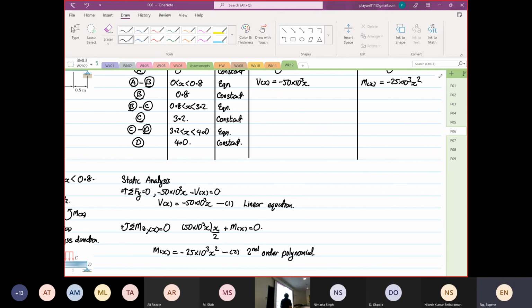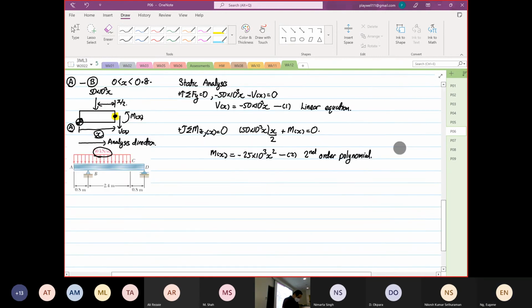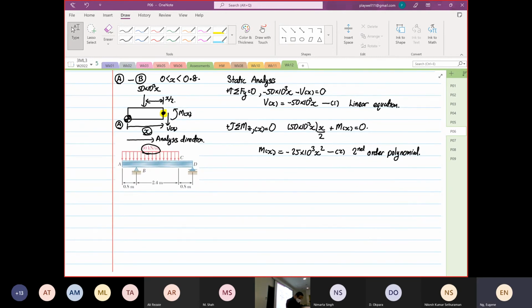So the next point we're going to find now is at point B. As you can see, point B is going to be a what? A constant. It's going to be a fixed value, but not an equation. Okay, so we are going to look at point B. So at point B, where x is equal to 0.8, what is going to happen? Okay, so now we're going to sketch a free body diagram.